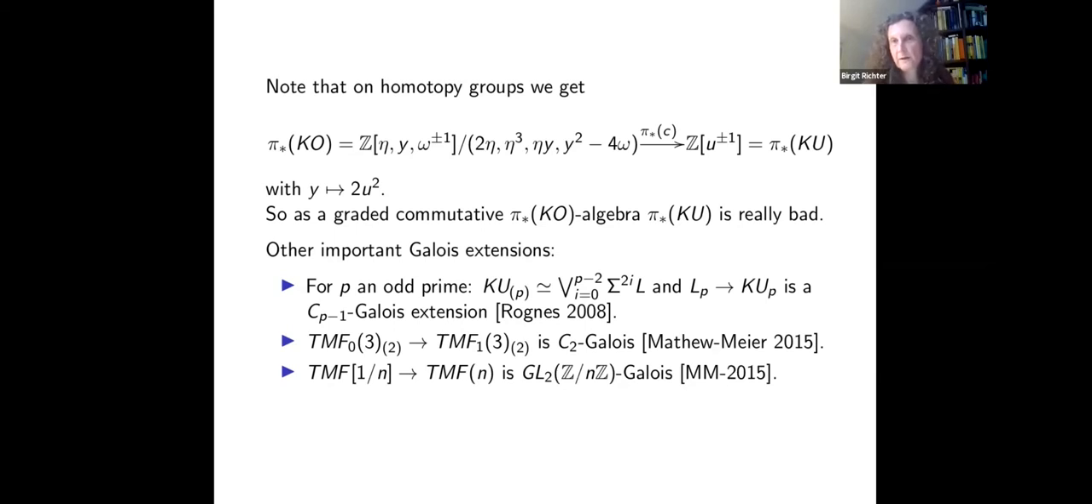And you can do the same thing with level n structures. So roughly speaking, you choose a map from Z/n times Z/n into the n-torsion points of your elliptic curve that has some very nice properties. And then you get a GL_2(Z/n) Galois extension. These are sort of examples that people care about. So all these things are unramified, except for the second example. Believe me, you don't want to look at the homotopy groups. You don't want to see that. That's really not nice.